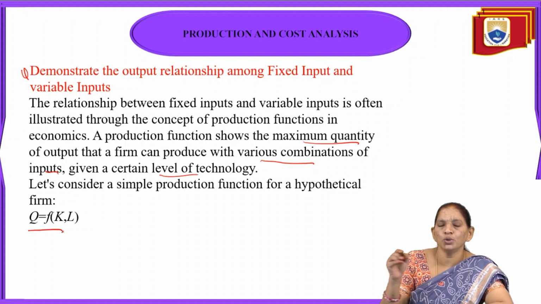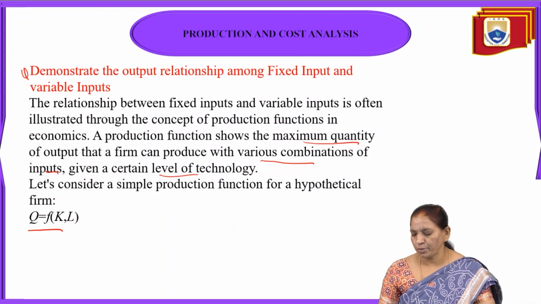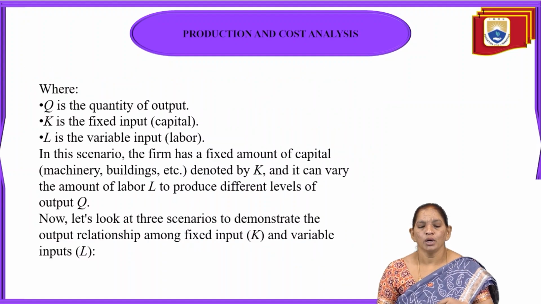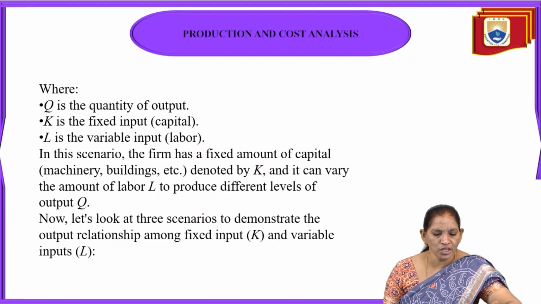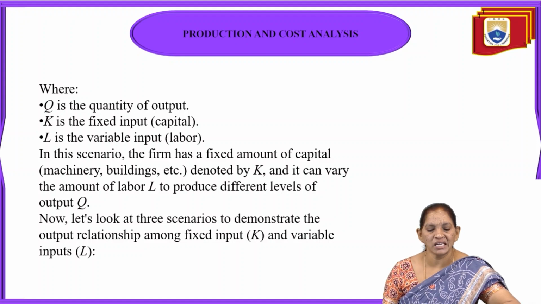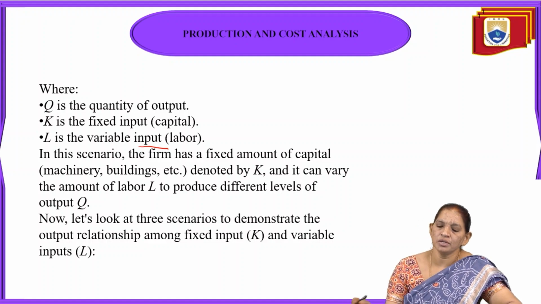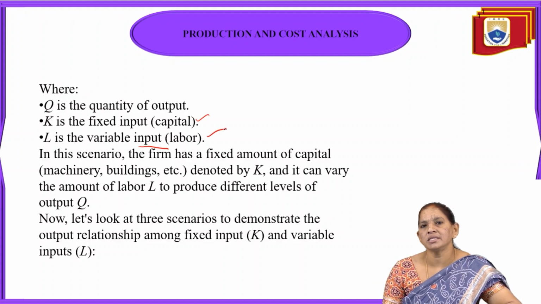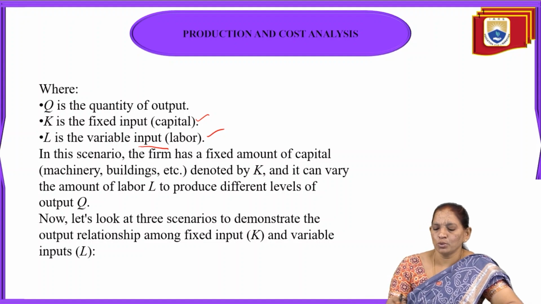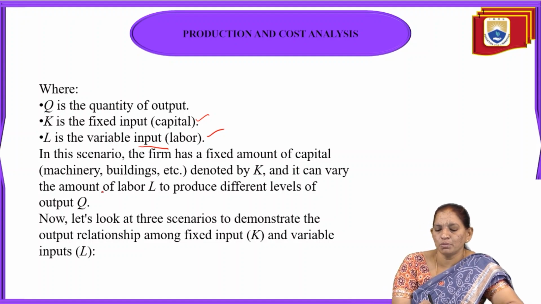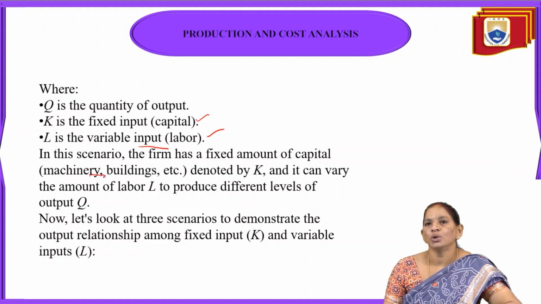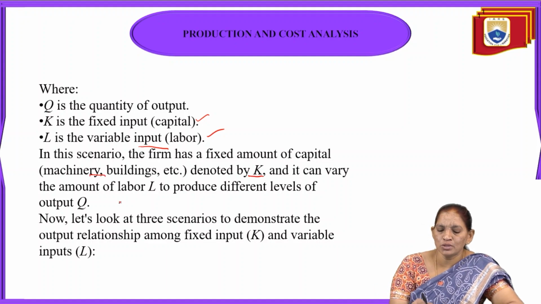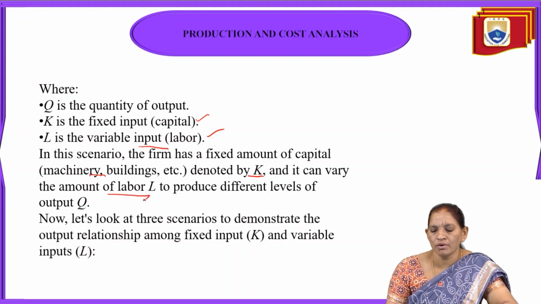So we can say that Q is equal to a function of capital and labor, K and L, where Q is the quantity of output, K is the fixed input, capital, and L is the variable input, labor. So in this production function, one is fixed, like capital, and another, labor, is a variable factor. In this scenario, the firm has an amount of fixed capital, maybe like machinery and building, denoted by K, and it is varied along with labor to produce the level of quantity.